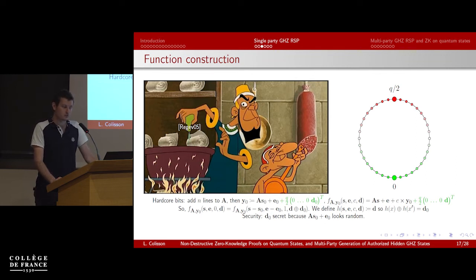And why is it secure? Remember, we wanted to make sure that given the image, you cannot recover D0. The proof is not super hard. It's just to realize that AS plus E is supposed to be indistinguishable from a uniform vector. So if you add a constant vector to a uniform vector, it's impossible to distinguish whether or not you added that vector. So it's impossible to come back to D0 from that state.